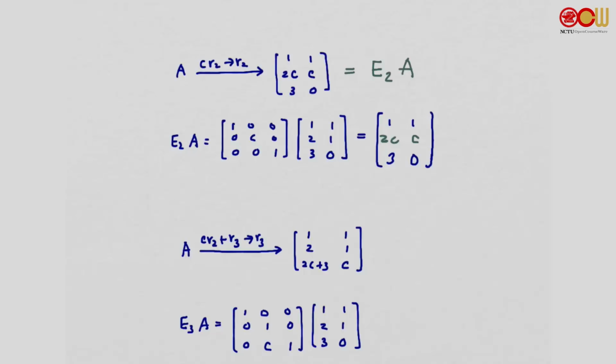Similarly, when we have the matrix product E3 and A, the first two rows are the same, while in the third row we have 2C plus 3 and C. So it's again the same as doing row addition on A directly. These two matrices are the same.